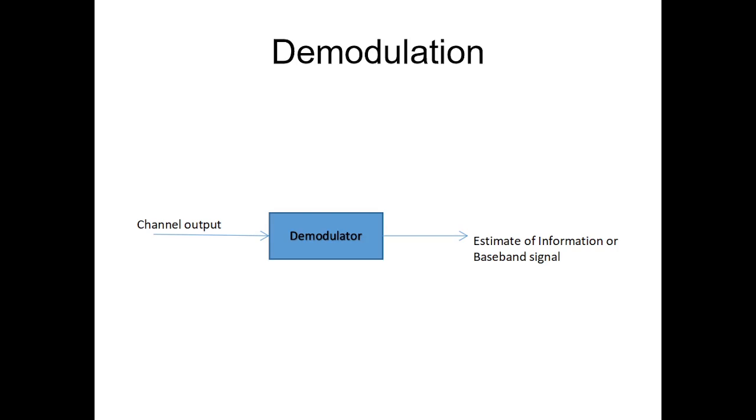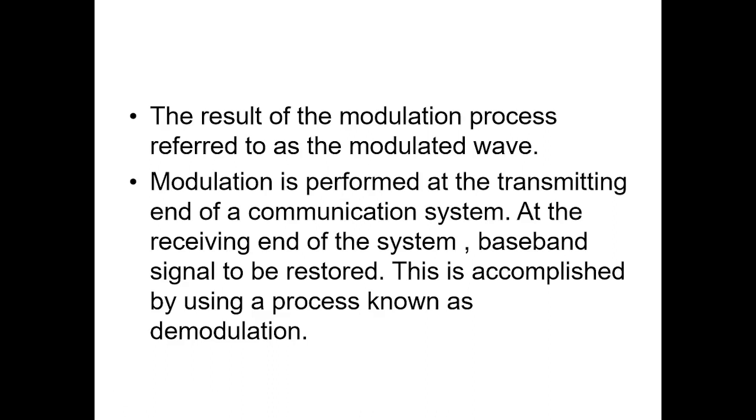So at the receiver end we need to extract the information from the modulated signal. The process to extract the information signal from the channel output that is given to the receiver is known as demodulation. At the demodulation output we will get the estimate of the information or baseband signal, which is nothing but the transmitted information signal. The result of the modulation process is referred to as the modulated wave.